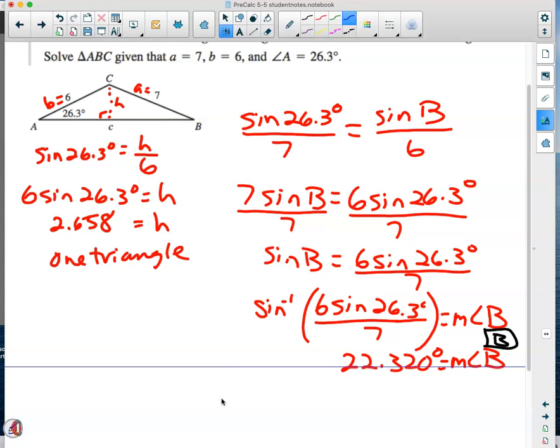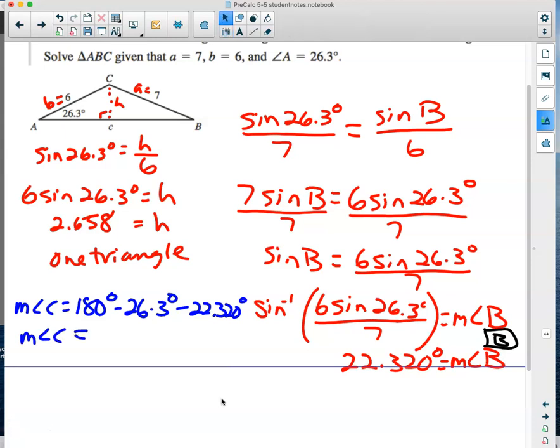All right, so what else do we need? Well, we know the measure of angle A, they gave us that. We know the measure of angle B, they gave us that. We're going to need to know what the measure of angle C is. So, the measure of angle C, every triangle is 180 degrees. We're going to have to subtract the 26.3 degrees, and we're going to have to subtract the number we just found, 22.320. But I started thinking to myself, oh, I rounded that. I'm going to get a rounding error. Not if I stored it, and I used the stored value to figure this out.